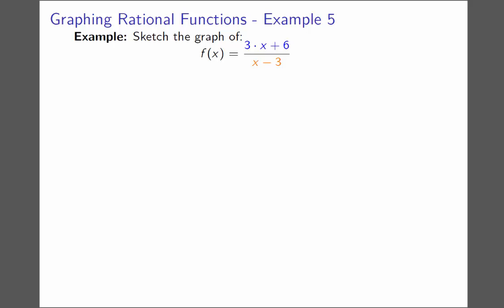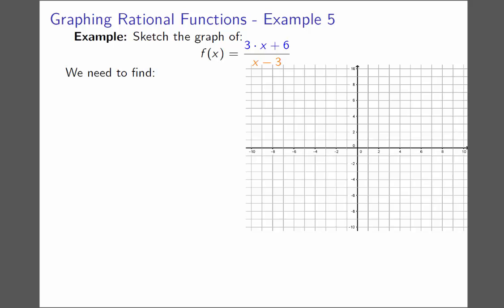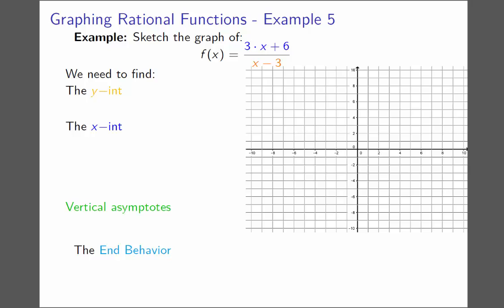In this example, we'll sketch the graph of the rational function 3x plus 6 over x minus 3. To do this, we need to find the y-intercept, the x-intercepts, the vertical asymptotes, and the end behavior. To find the y-intercept, we want to look when x equals 0.